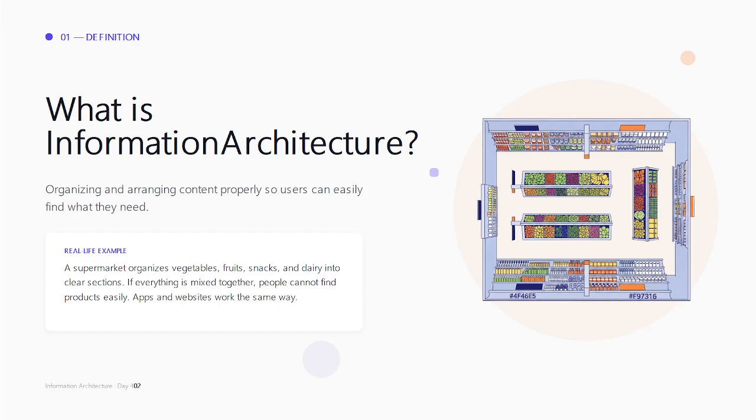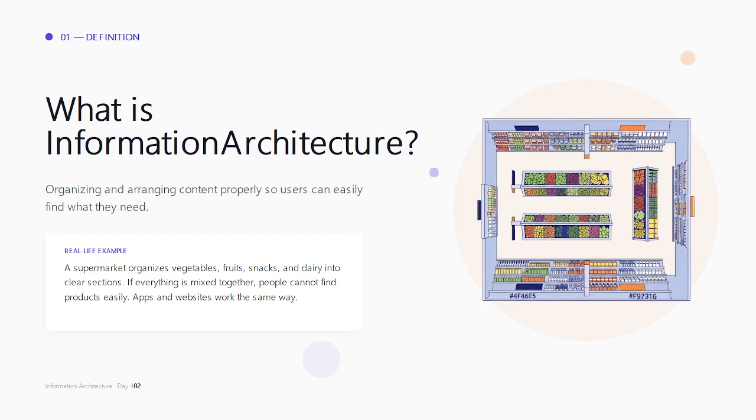Previously we discussed that in a supermarket the content is organized properly, so the buyer of vegetables can go directly to the vegetable section and buy the vegetables without any frustration. Same like that, in digital products we want to organize and categorize the content properly for a better experience. The supermarket is one of the best real-time examples for information architecture.